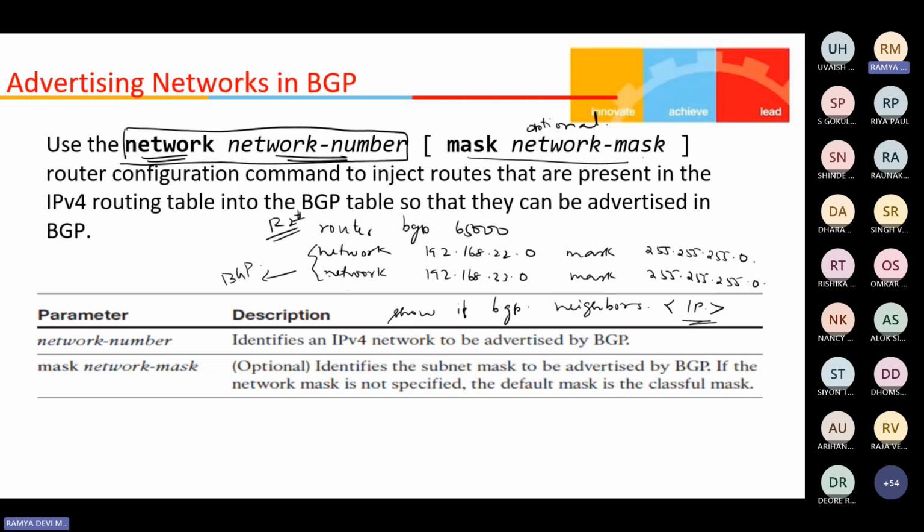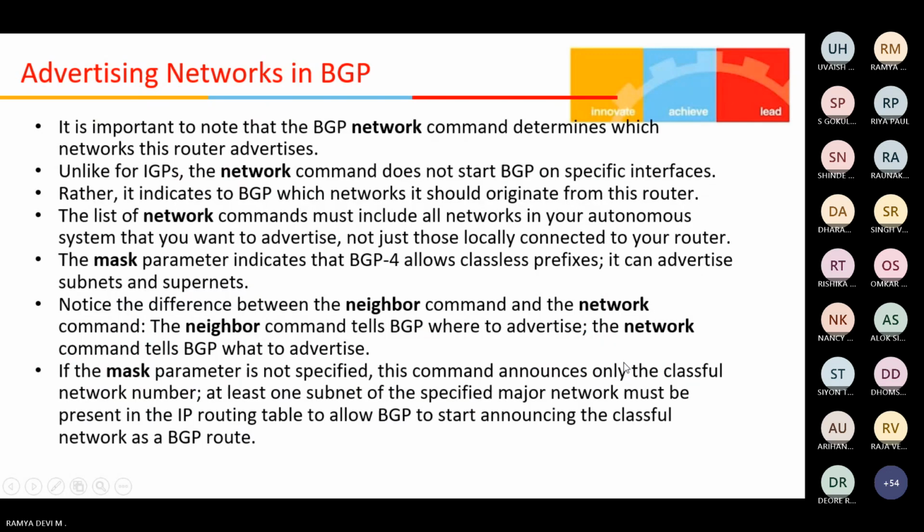So what is the purpose of a network command? In order to inject the IPv4 networks from the routing table into the BGP table. So what is the purpose of advertising the networks in BGP? The network command determines which network the router advertises into BGP. It does not enable BGP on the interface; rather, it tells BGP which prefixes are to originate. So it should include all the networks in the autonomous system that you want to advertise.